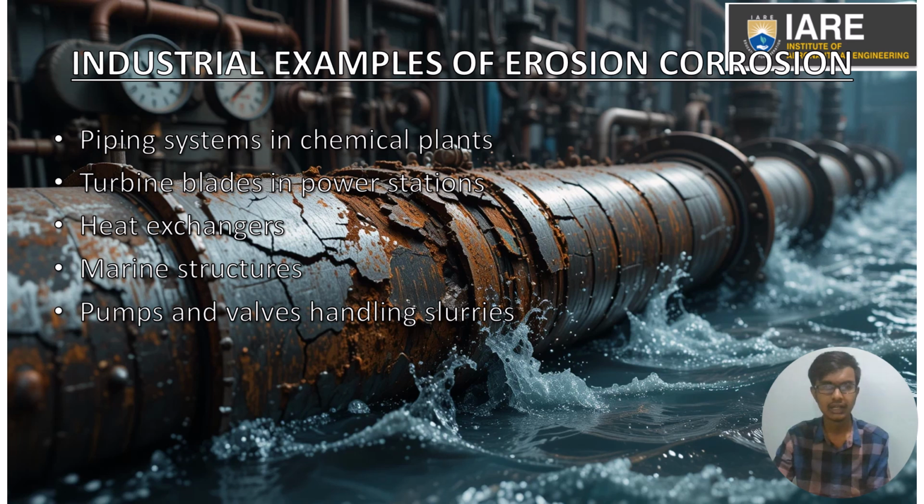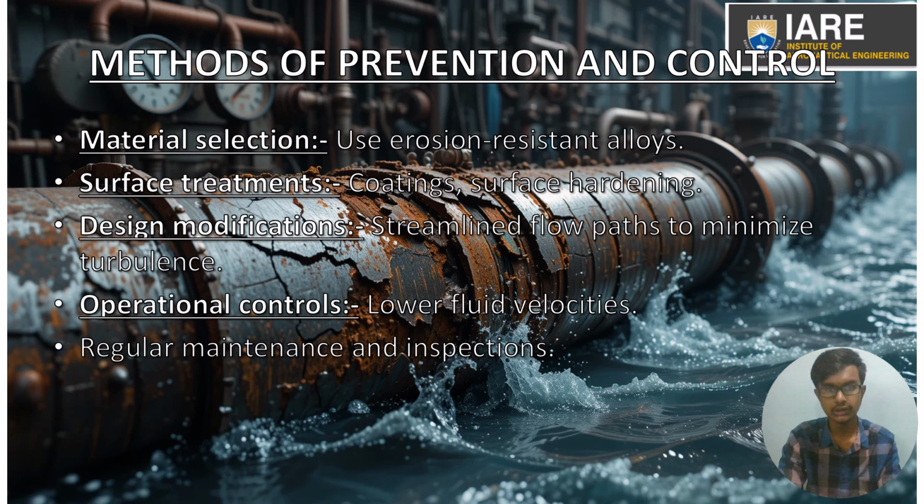And after that, the pumps and valves handling slurries. These handle mixtures of solids and liquids where abrasive particles cause corrosion and erosion both at a time, while the liquid corrodes the exposed fresh metal underneath. Hence, these are the industrial examples of erosion corrosion.